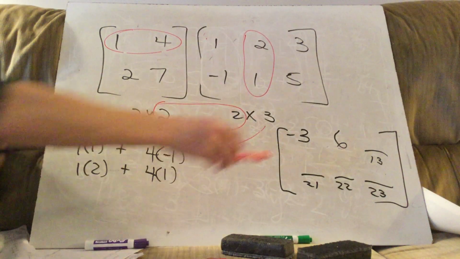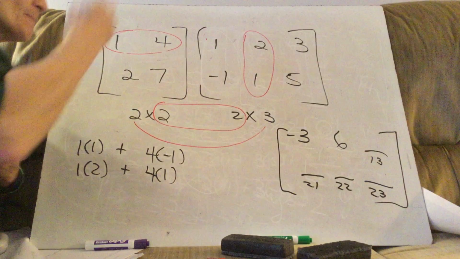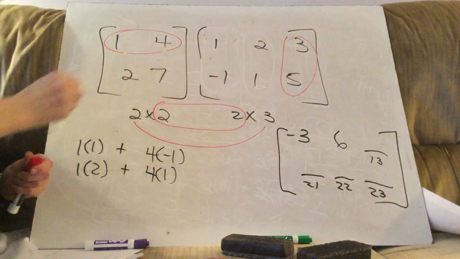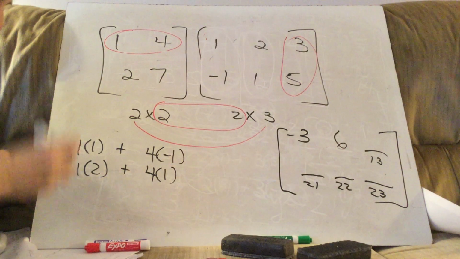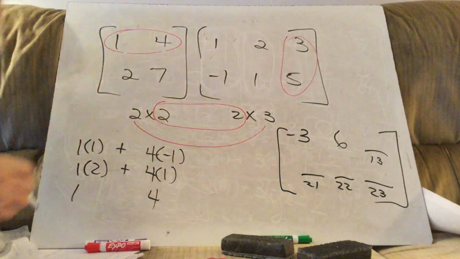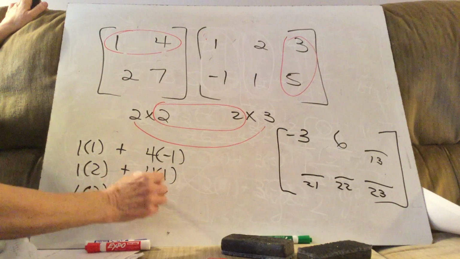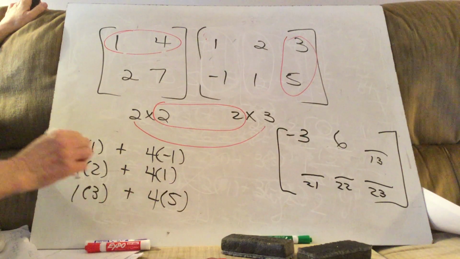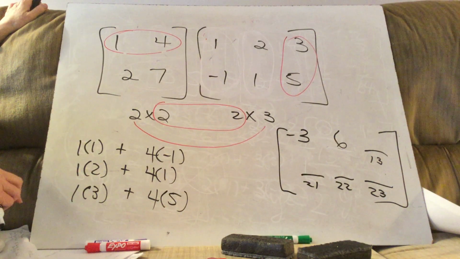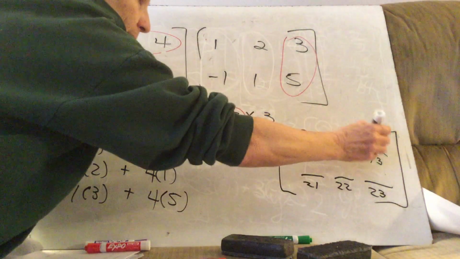And then finally, first row, third column. I'm going to keep my first row, so I'm still doing 1 and 4. But now I'm doing 3 and 5. So 1 times 3, 4 times 5, add them up. So that's going to be 23.